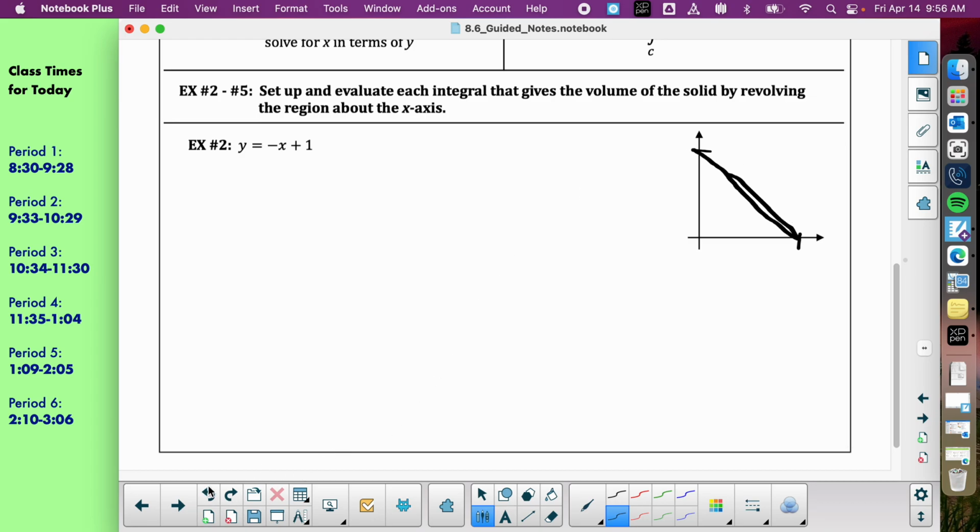Oh, that was such a terrible line. You know what? I'm going to do that. Just pretend I drew that.